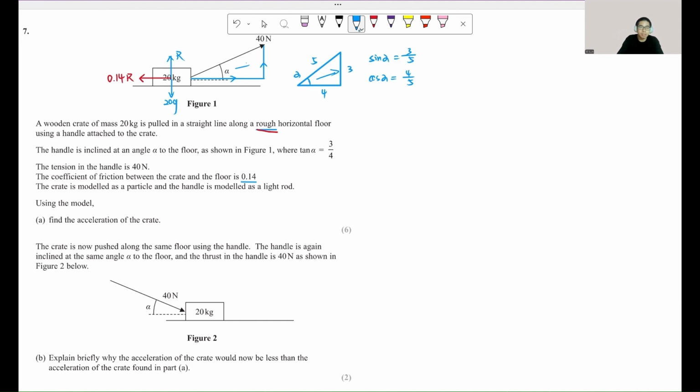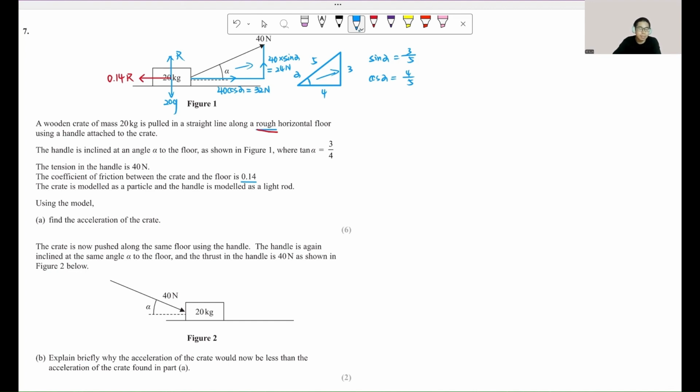So this is the opposite, so it has to be 40 times sine alpha. And then this one is adjacent, so that would be 40 times cos alpha. We know sine alpha is 3/5, so 40 times 3/5 should be 24. And this one, 40 times cos alpha, 4/5, put in the calculator, should be 32 newtons. So that would be all the forces we have.